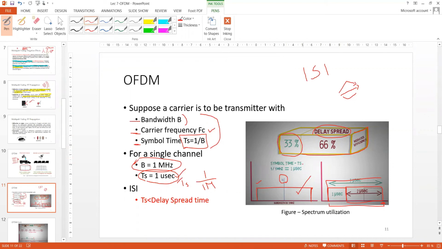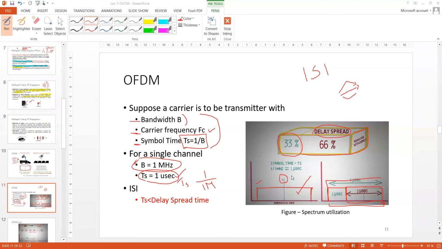Okay, so this is the problem that takes place if you are using a single carrier to transmit your entire information over the channel. Okay, any question? Any question regarding what we have discussed so far? No, sir. Okay.